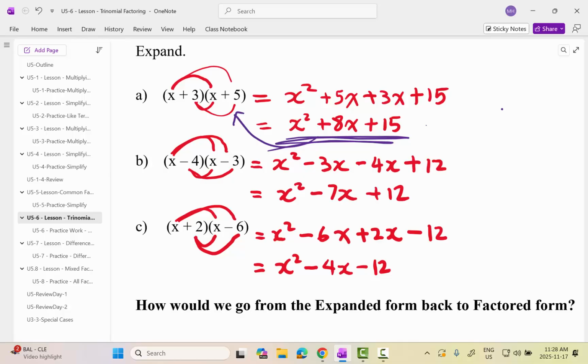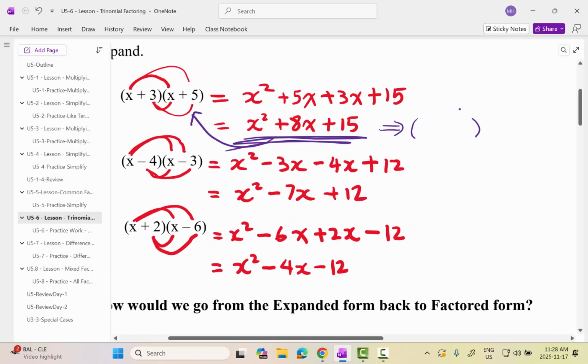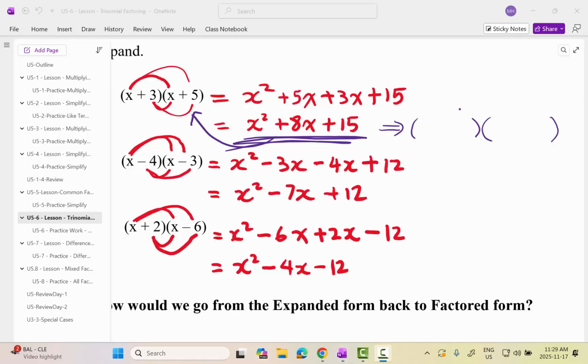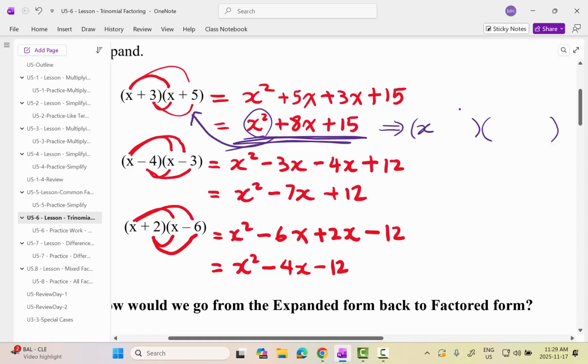So if I were to go back with this one into two brackets, okay, so again, how do we get the x squared? By having x and x right at the front. Because x times x is going to give us x squared. All right, think about this one now. Where did this 15 come from?